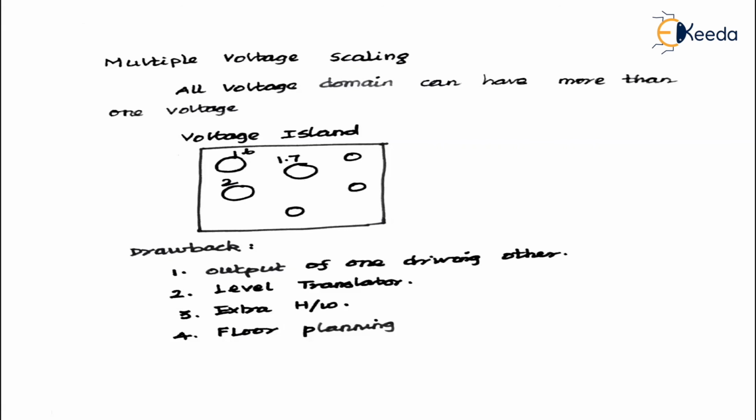The output of one will be driving another. See, I have 2 circuits. Consider this circuit and this circuit. Maybe this circuit is working with a voltage of 1.6, and this circuit is working at a voltage of 2. Now the output of this must be driving the other, which is at a different voltage. So this is one of the drawbacks when I'm using multiple voltage scaling for reducing my VDD.